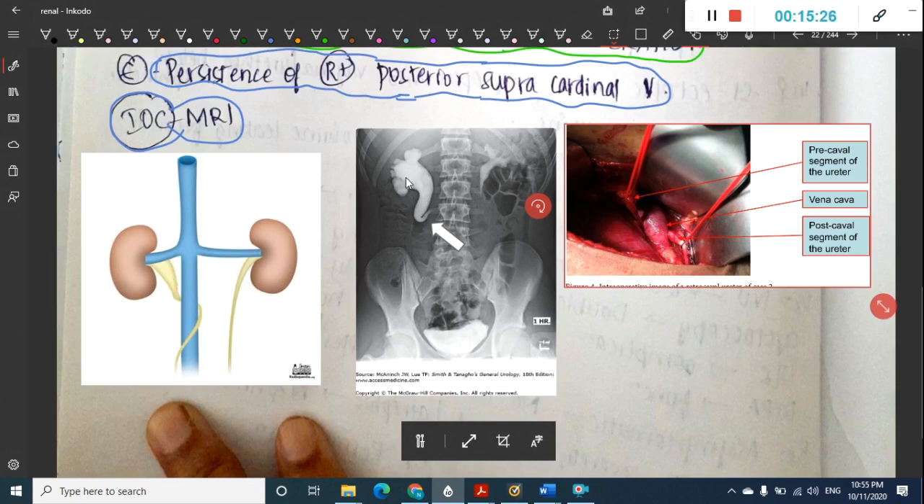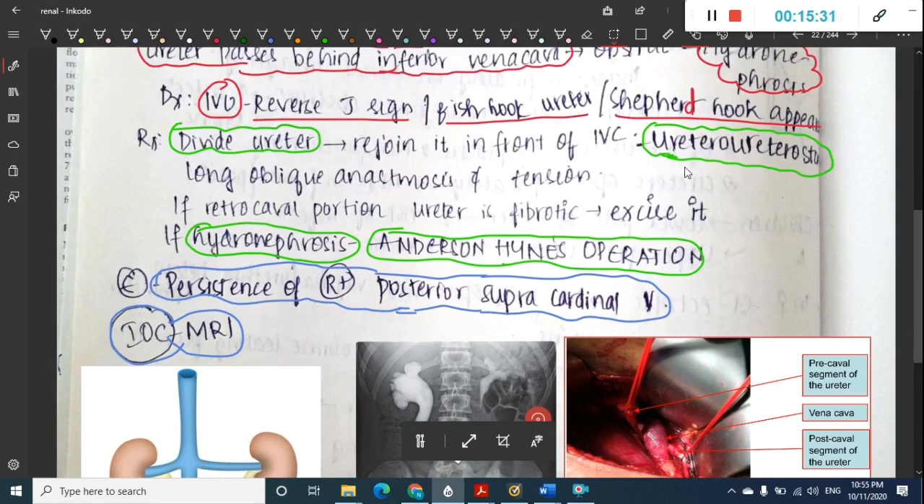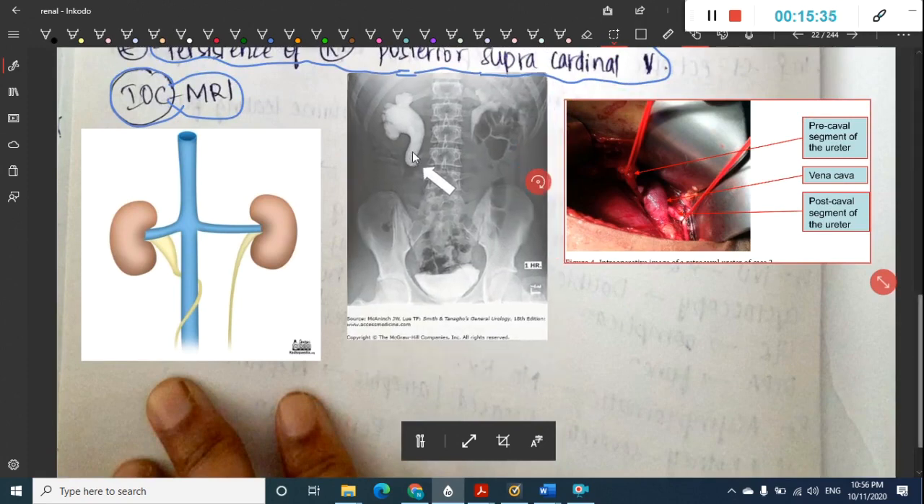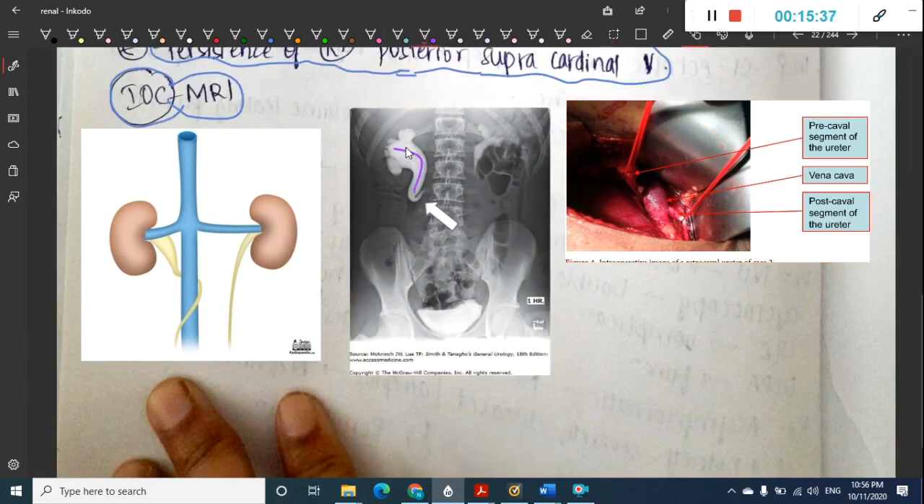In the retrocaval ureter, as I have said, there is the J sign or Shepherd hook sign, or reverse J sign. See, this is the reverse J, or you have the Shepherd hook sign, which you can see here. This is the intraoperative picture where you can see this is the ureter, and this ureter is going behind the inferior vena cava.